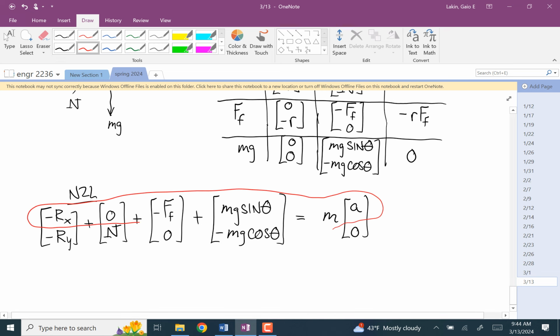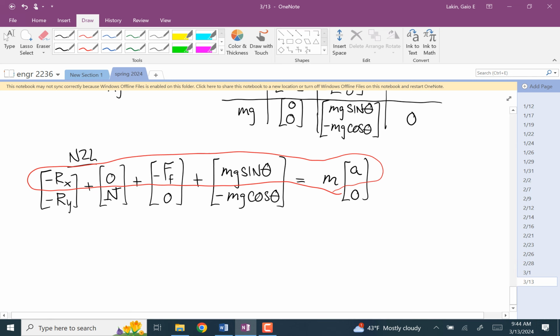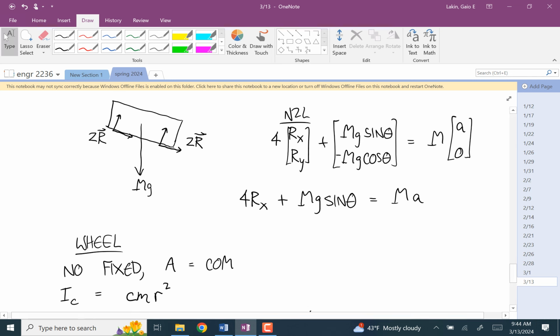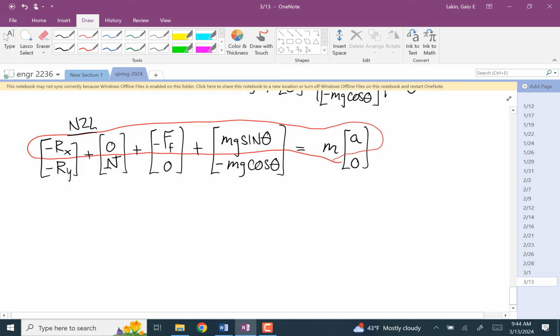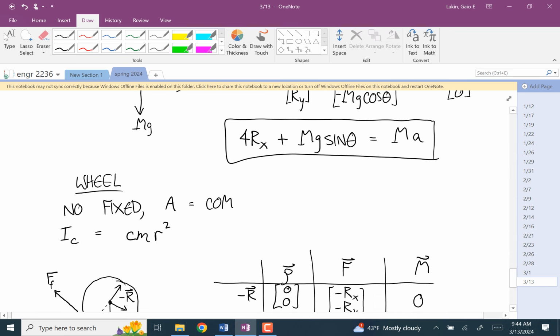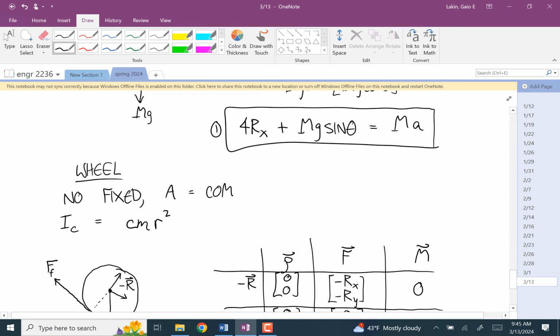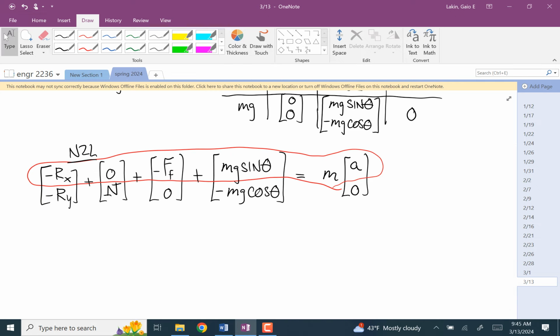And the one we're going to use is the x component of this equation. So, okay, we have this so far from the body. And now I'll call that equation 1. And now from this, we have equation 2.